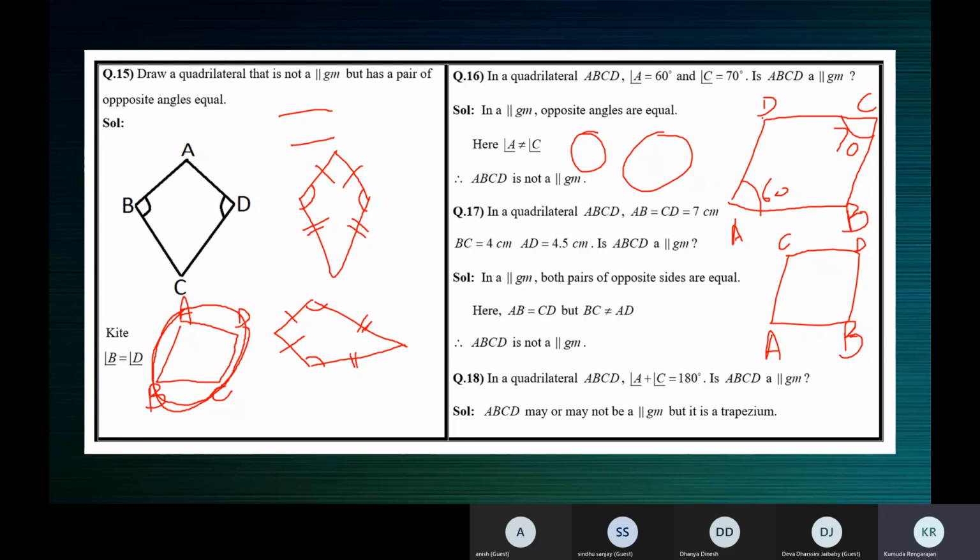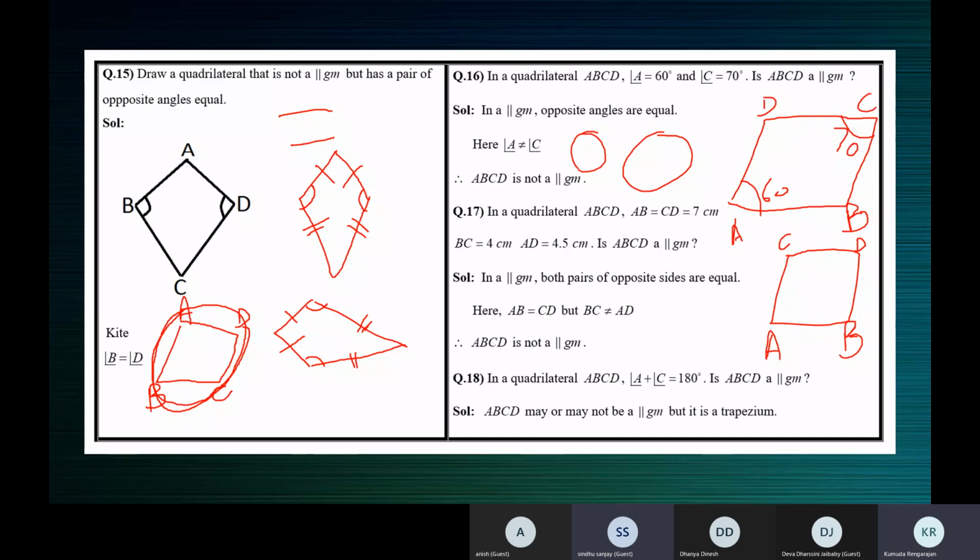So A and C are opposite angles, and they're not equal. ABCD is given as a quadrilateral, but it's not a parallelogram, because opposite angles are not equal. Understood, children? Yes, ma'am.